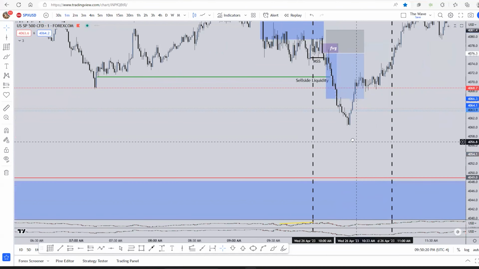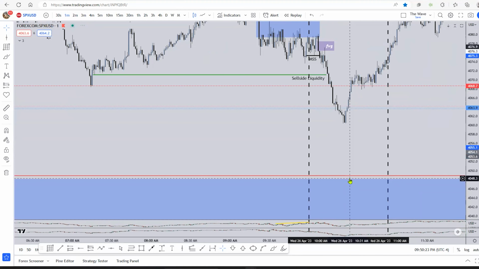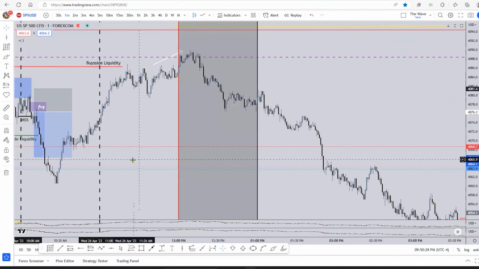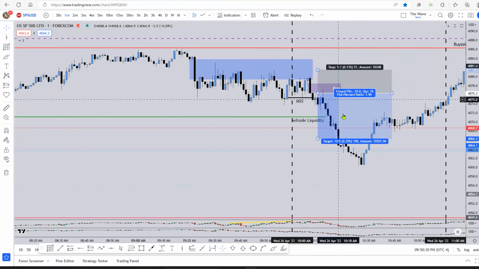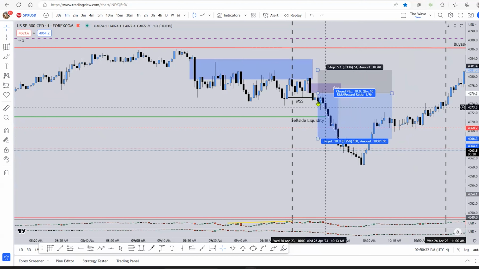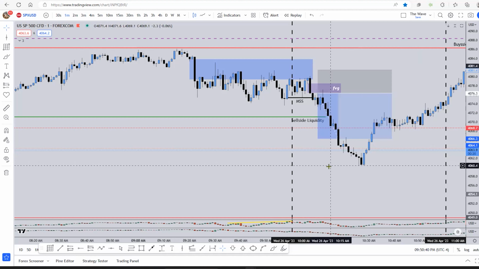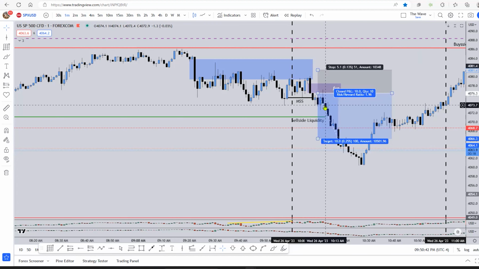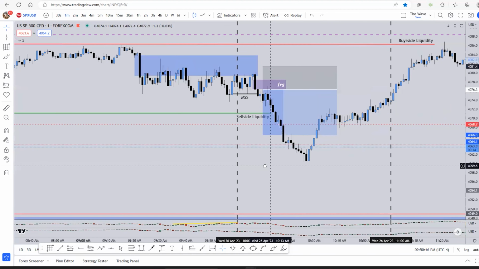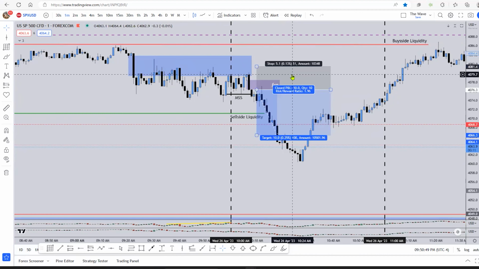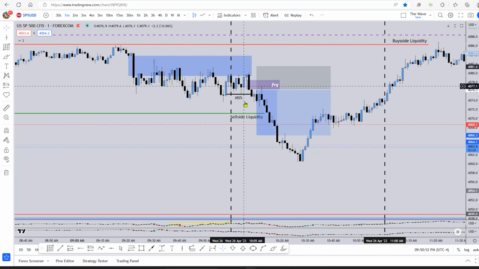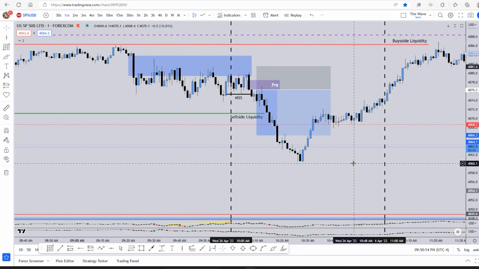And if we come down here, this is our fair value gap from the daily. Okay, so all I did was target a 1 to 2, and I was done for the day. I got in. It was 7 minutes, and I made 1%. Right? I risked 0.5%, and I made 1% for the day, and I was done for the day.